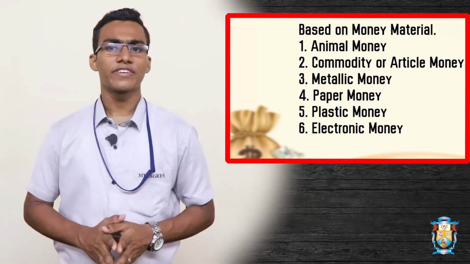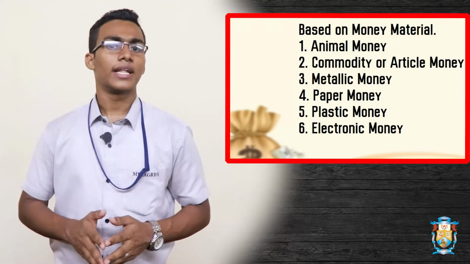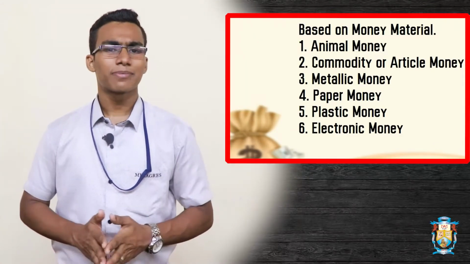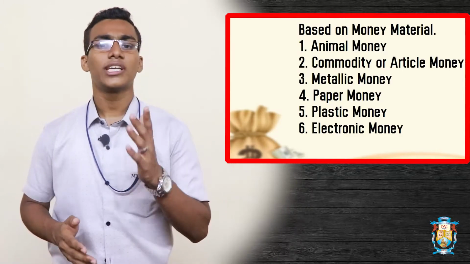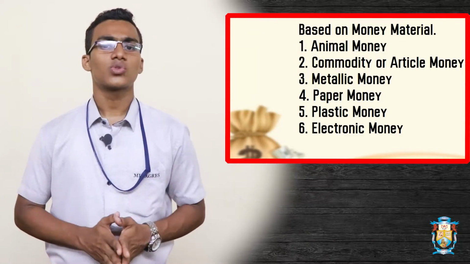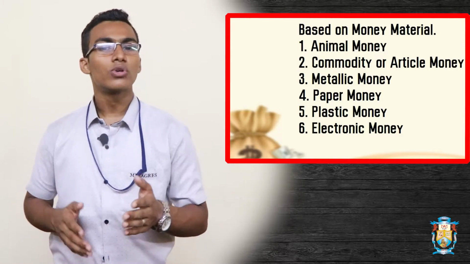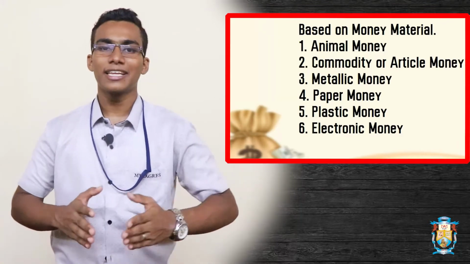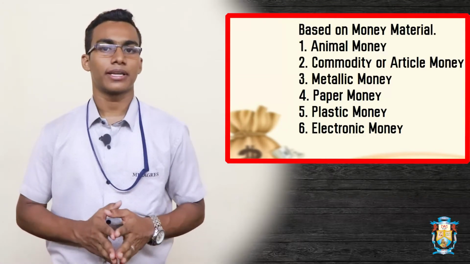Let us move on to the classification made on the basis of money material. First one, the animal money, such as cows, goats and so on, served as money in the ancient days. Second one, the commodity or the article money. According to history, commodities or objects were used as money in ancient society. For example, bows, arrows, tea, sugar, and so on. The third one, the metallic money. The difficulties of commodity money gave rise to the metallic money.